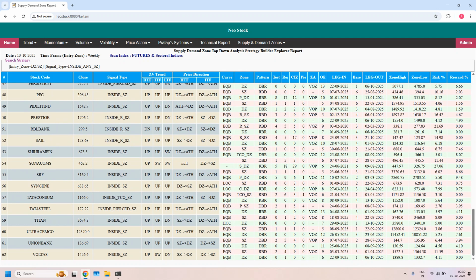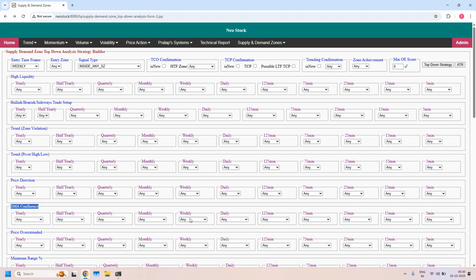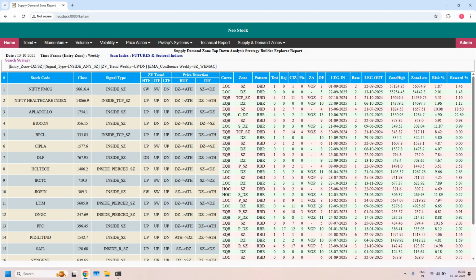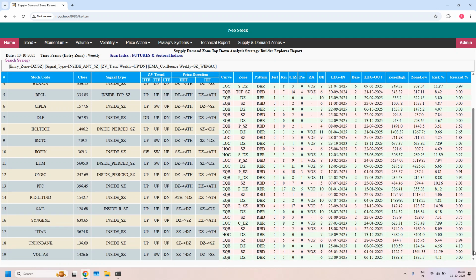We can further filter this list based on weekly supply zone having weekly EMA confluence. At the same time, trend on the weekly should not be sideways. It can be up or down trend. Let's filter. So first 15 stocks in the list. Scrolling the list down. Total 19 stocks are filtered. So this is about weekly time frame.